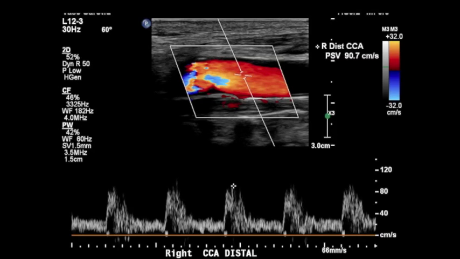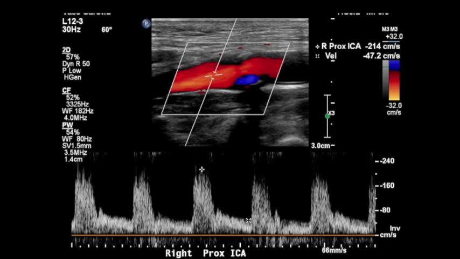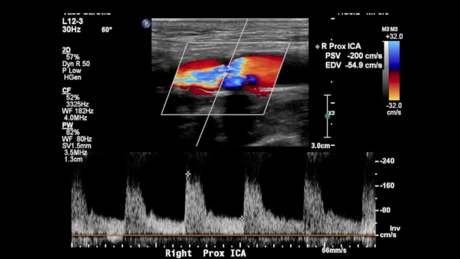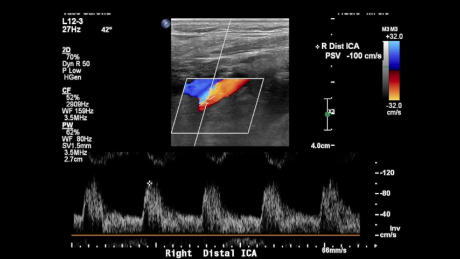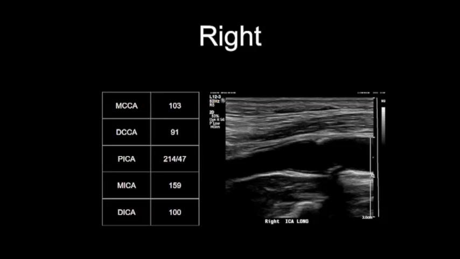Here's the waveform: 90.7, 200, 214. So we're looking around for the highest velocity. As we go downstream, 159. And then as we go further downstream, 100. Okay? So we have a velocity change. Everybody with me? Okay, so the big question is, what do we do now? We had a high-grade stenosis on one side, and we have this on the other side.